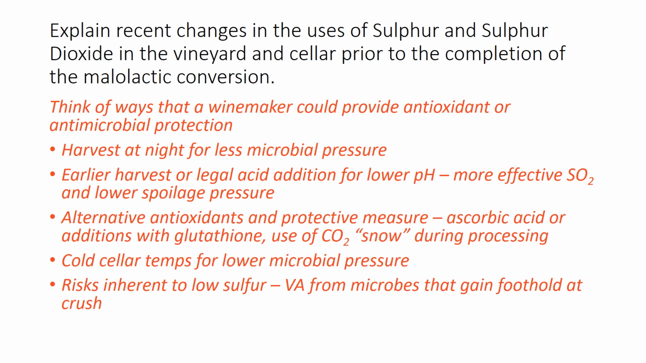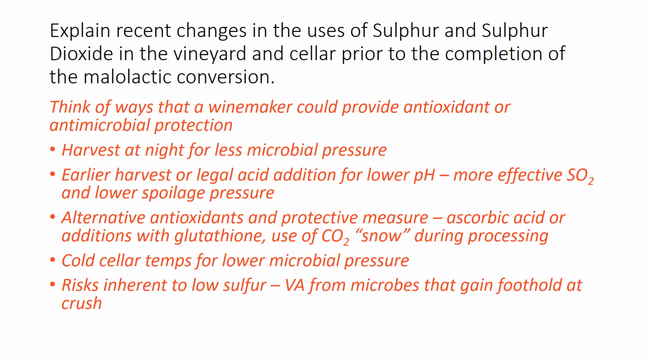So I've added in a little bit of commentary here. If I was answering a question like this, I'd start to think about ways that a winemaker could provide antioxidant or antimicrobial protection without sulfur. So, like that examiner's report said, harvest at night. The cooler nighttime temperatures mean that there's less microbial pressure. Almost all chemical reactions and microbial growth increase at higher temperature. So when we harvest during the heat of the day, it provides a better environment for microbes to grow in.